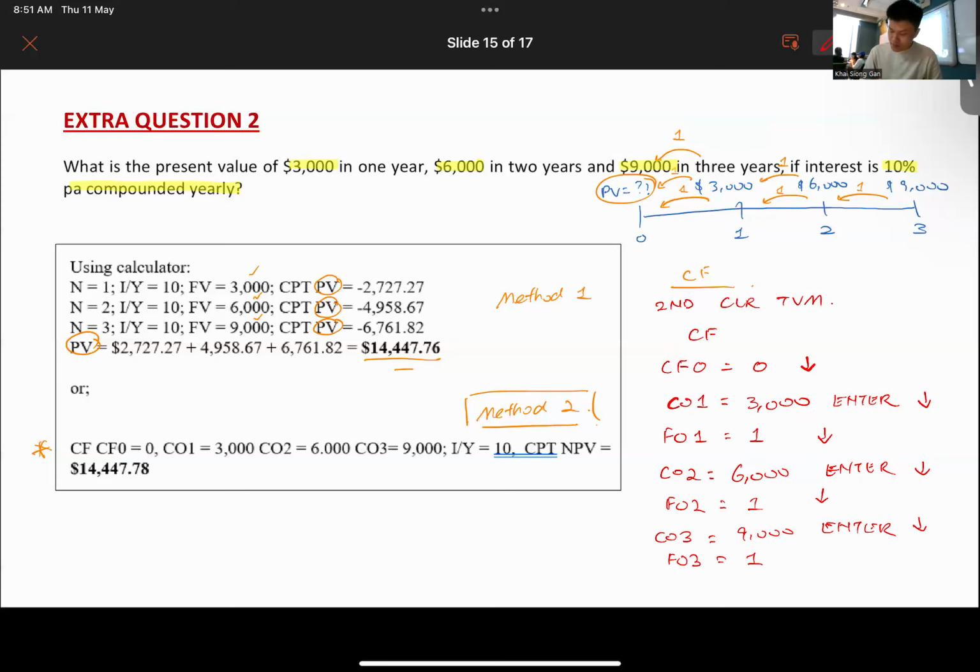Then I straight away press NPV. Okay, I straight away continue here. I press NPV, and then it will ask me how much is my interest rate. I equals to 10. Okay, I is equal to 10. Enter. And then go down. How to compute NPV? You just press compute. You will get the answer already.